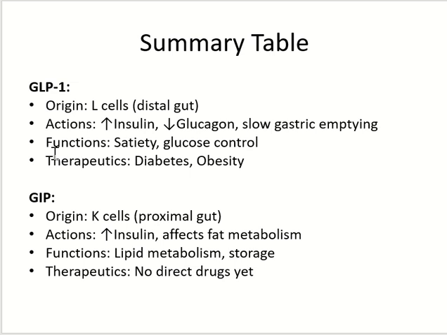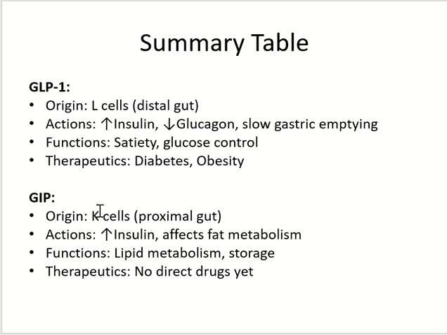So just to summarize what we studied till now, there are two incretins, GLP-1 and GIP. GLP-1 is released from L cells from the distal gut. It increases insulin secretion, reduces glucagon secretion, and also reduces gastric emptying. So its main role is that it regulates the glucose level, and at the same time also provides satiety. So therapeutically, GLP-1 agonists are used in diabetic patients and obese patients.